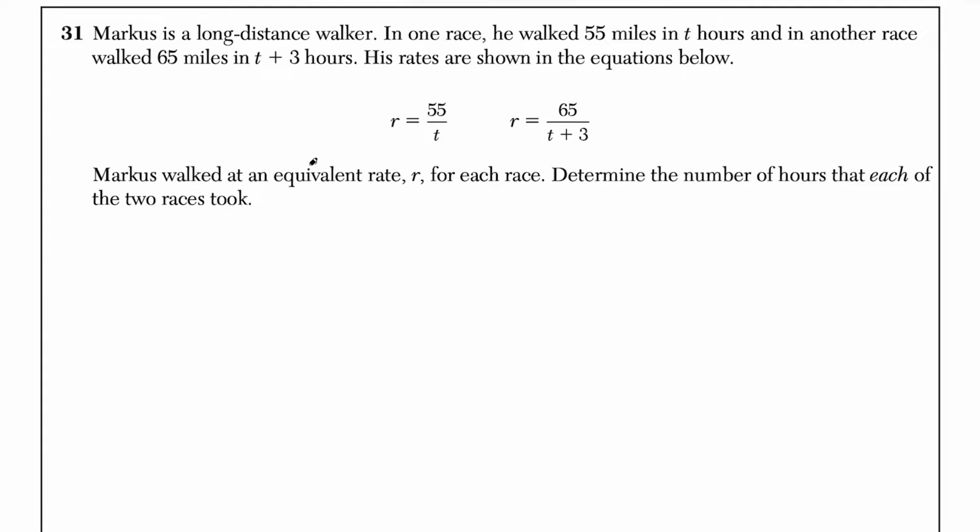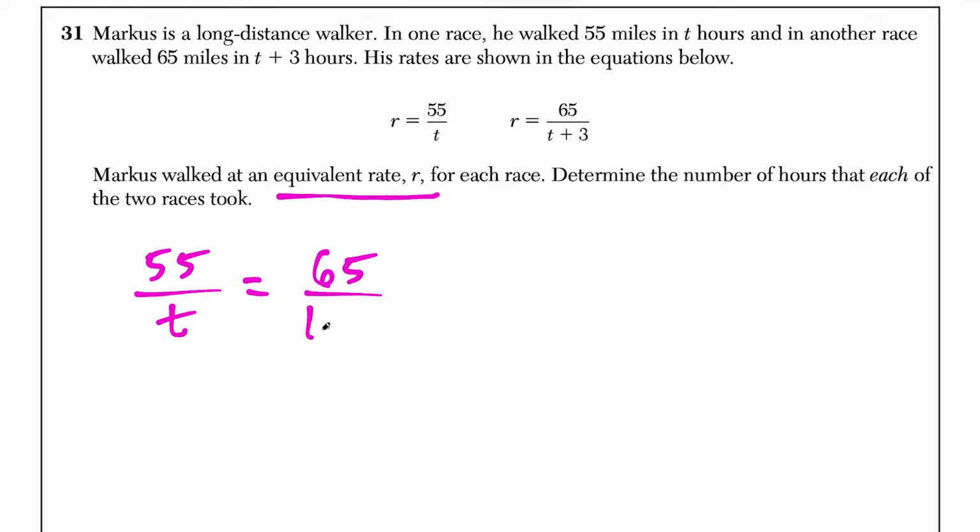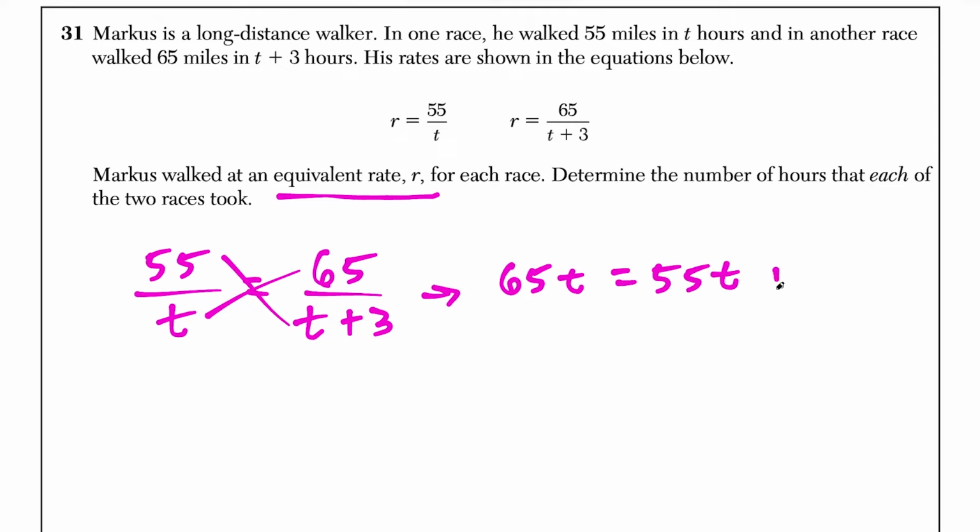So for this one, since the rate was equivalent for both races, we could set these two equal to each other. We could say 55 over T is equal to 65 over T plus 3. And now from here, we just have to do the algebra. We could cross multiply. 65 times T is 65T. And now we could say this is equal to 55 times T is 55T. But then plus, when we do 55 times 3, that's going to give us 165.